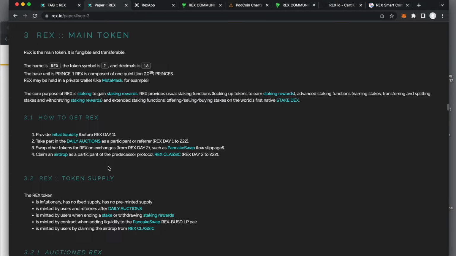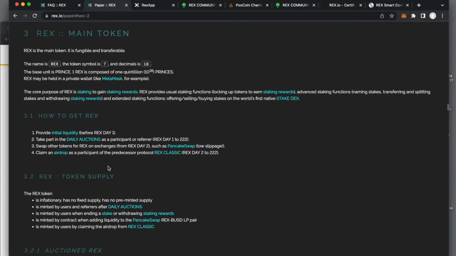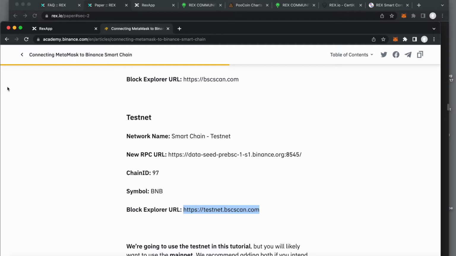It's really just here to help people who are overwhelmed or want a little bit of guidance getting started with Rex or understanding the different elements at play in the ecosystem. So let's get on with our section 3, talking about Rex itself.